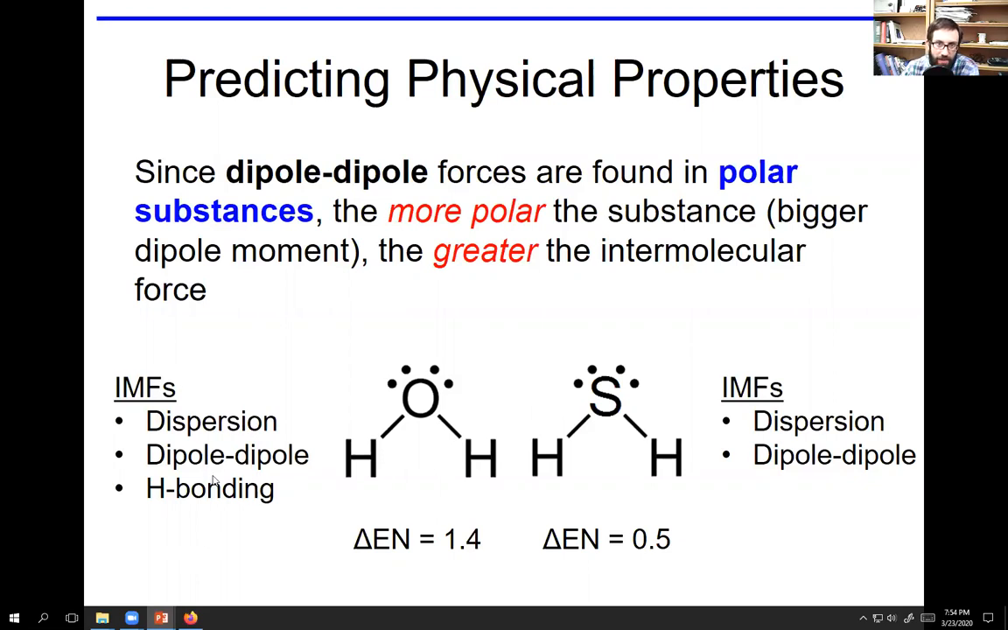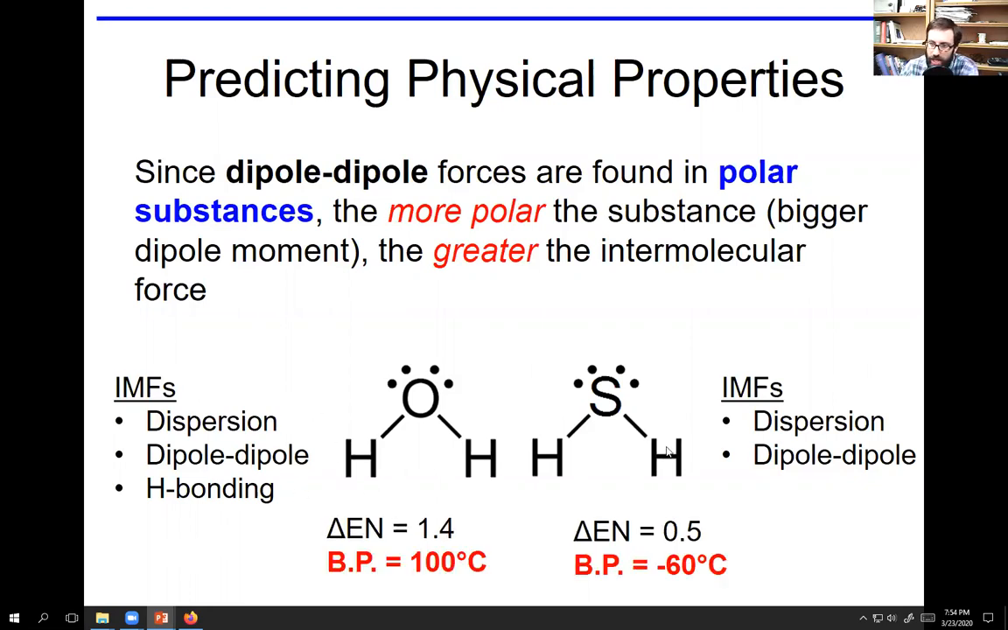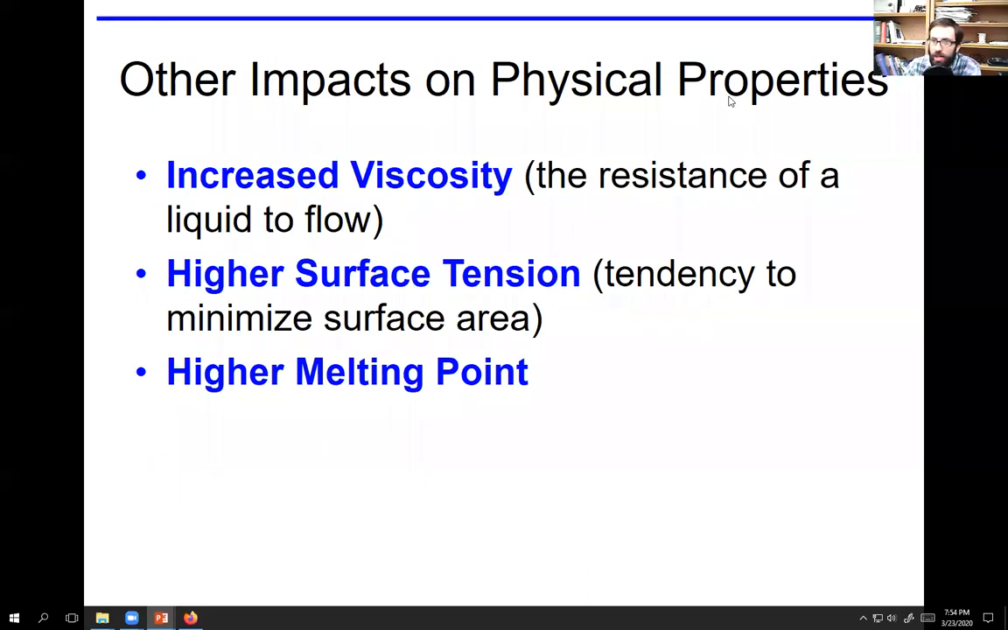In this case, because you have oxygen, which is very electronegative. Remember, oxygen-hydrogen, or nitrogen-hydrogen, or fluorine-hydrogen gives rise to hydrogen bonding. So for water, you're going to have all 3, right? So you can predict the boiling point for hydrogen sulfide is much lower than water. It's negative, in fact, negative degrees centigrade, compared to water. Other things that intermolecular forces affect are physical properties like viscosity.